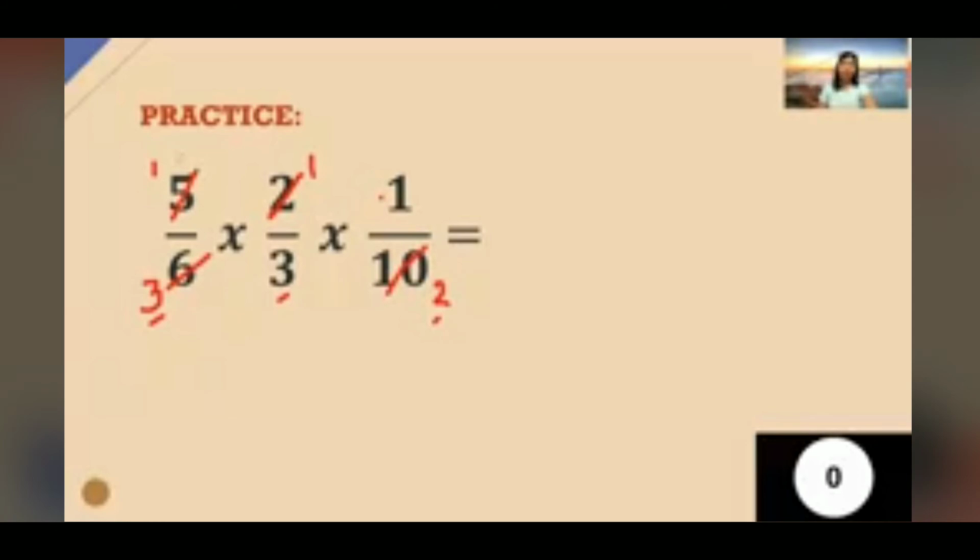So let us multiply them. 1 times 1 is 1. 3 times 3 is 9. Times 2, 18. Bakit po hindi natin kinancel si 3? Parehas naman silang 3. Yes, hindi po pwede kasi parehas po silang denominator. Pwede lang po natin sila i-cancel kapag ang isa ay nasa numerator and then ang isa ay nasa denominator. Kapag parehas sila ng position, bawal pong i-cancel.